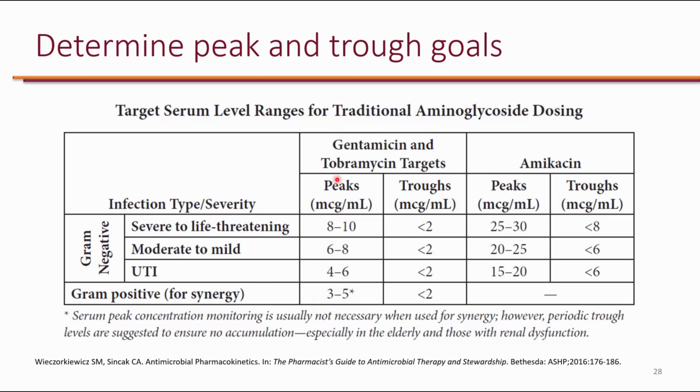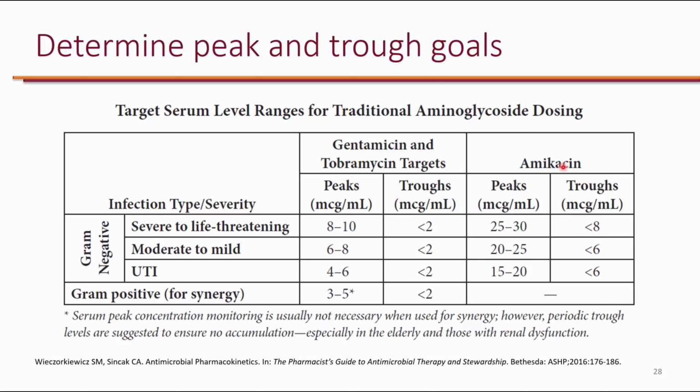Now, the peak is what tells you the efficacy. So the peak to MIC ratio should be these targets, and that tells you efficacy. We also target trough for safety. So we want to make sure that the trough is also less than 2 for all of these, to make sure that we minimize the risk of nephrotoxicity and ototoxicity. Now, the dosing for tobramycin and gentamicin are identical. So these targets are for both gentamicin and tobramycin.